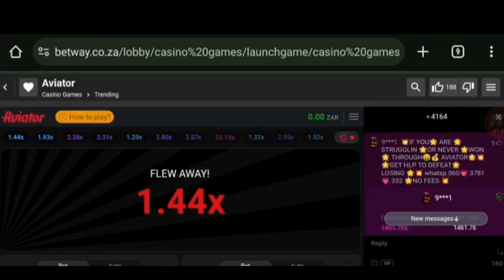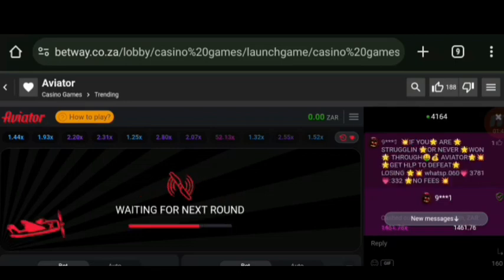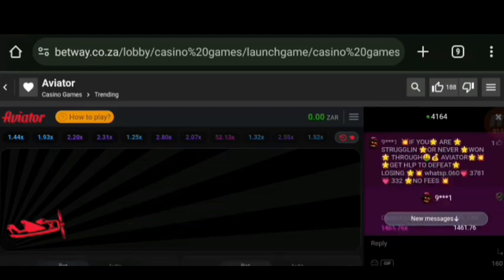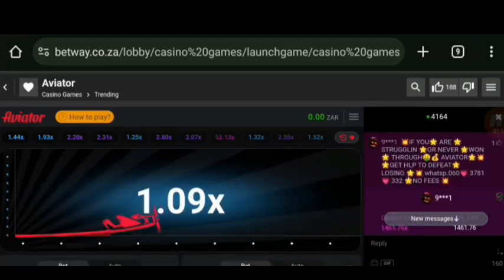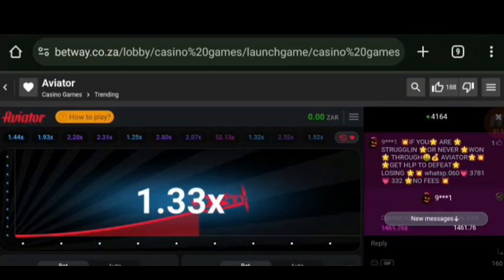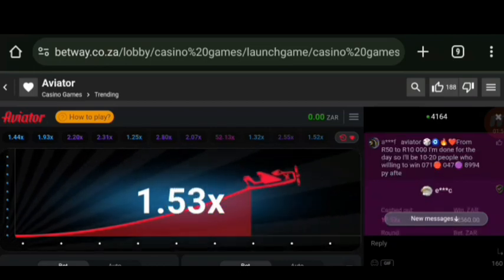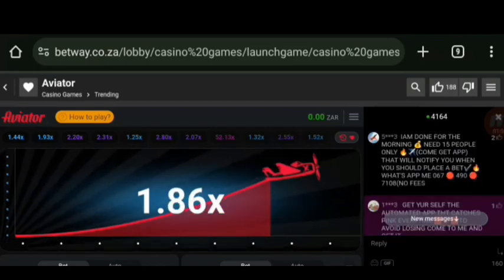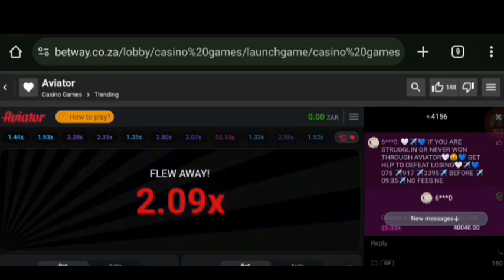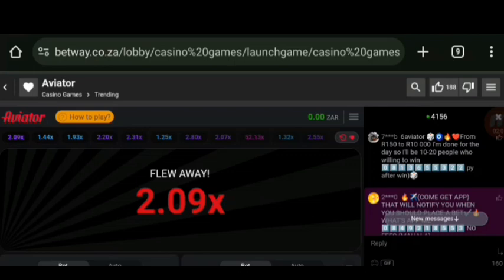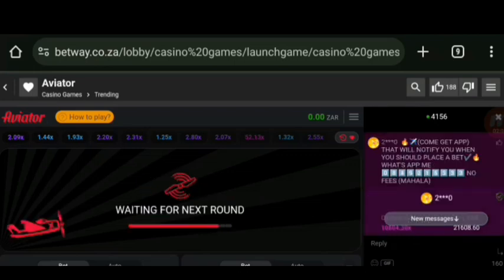I use the strategy called the martingale strategy with a 1K balance, playing with 10 rand only. If you know the martingale strategy, you know that it's basically doubling up your amount every time you lose. That's basically what I'm going to be doing over here, but with 10 bucks.